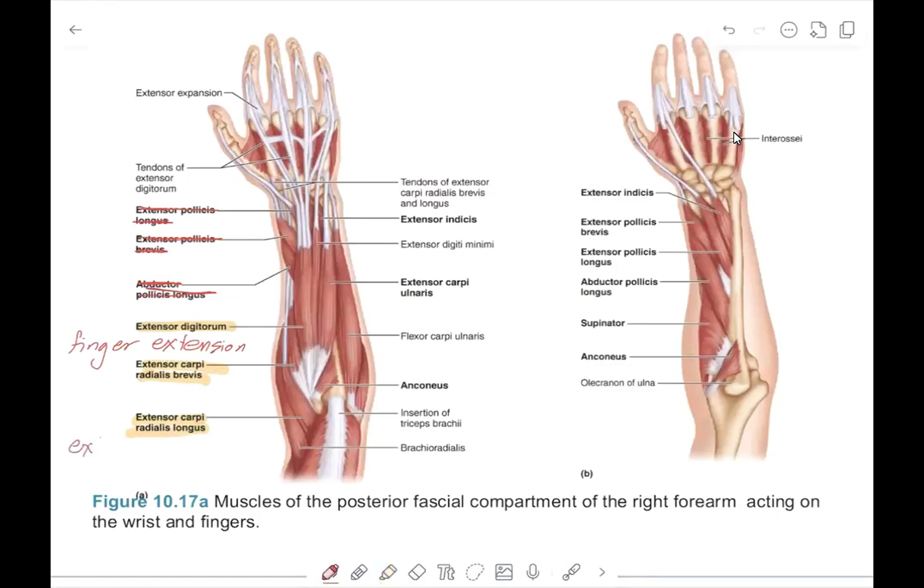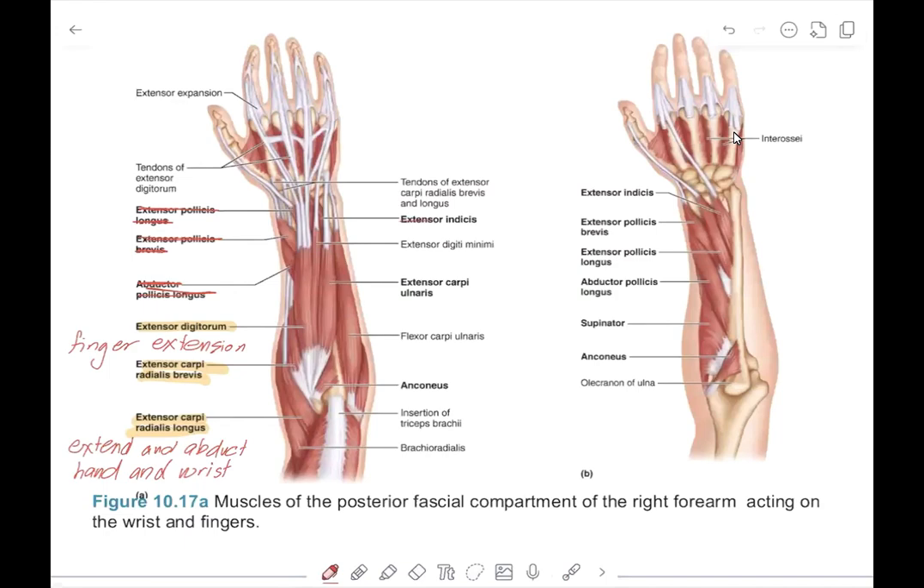They extend, and they are going to abduct the hand and the wrist. And the reason for abduction is if you hold your hand in correct anatomical position, remember that the radius is always on the thumb side. If you abduct, you're going to pull your hand away from the body. So that's why it's responsible for abduction.